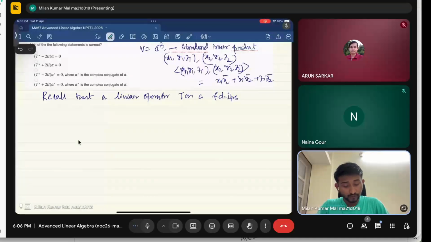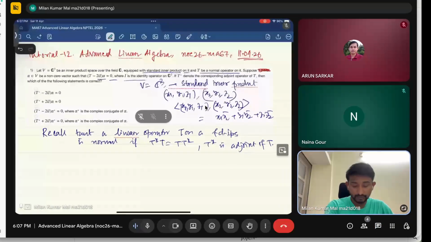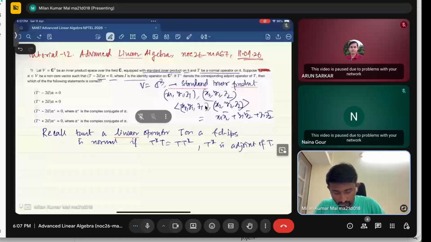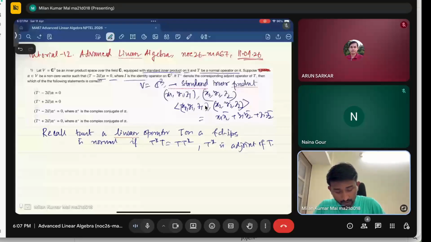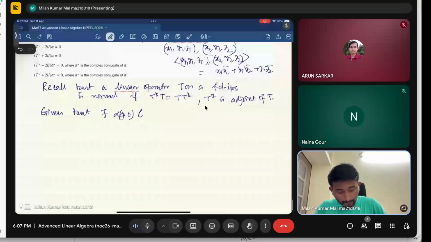Suppose that alpha belonging to V is a non-zero vector such that (T minus 2i I) alpha equals 0, where iota is the square root of minus 1, I is the identity operator, and T star denotes the corresponding adjoint of T. Then which of the following statements is or are correct? Already given that there exists a non-zero vector alpha in V such that (T minus 2i I) alpha equals 0.